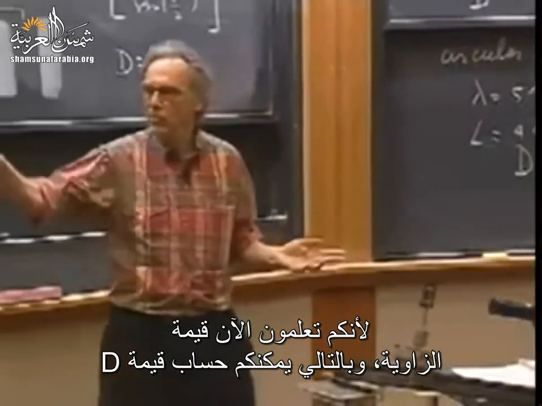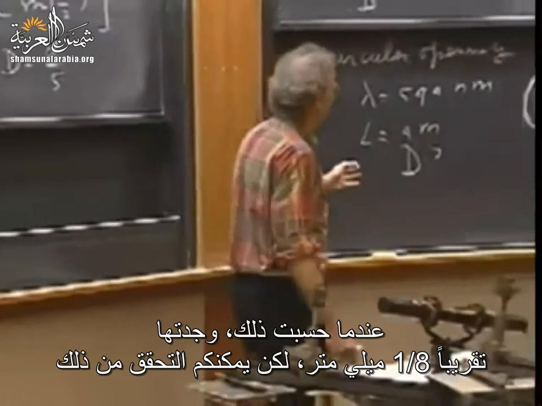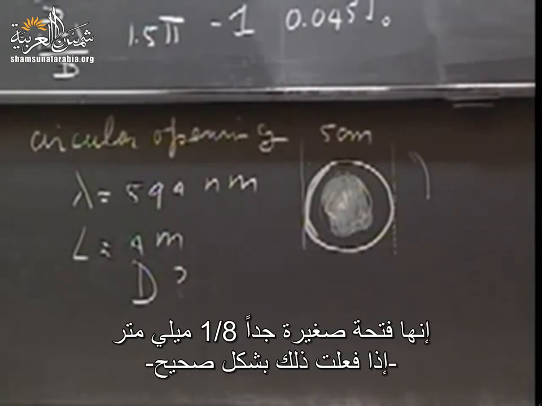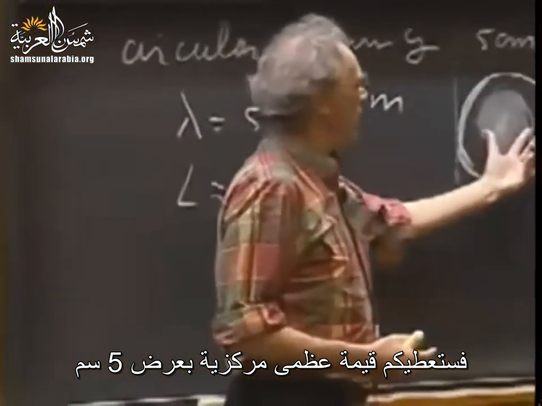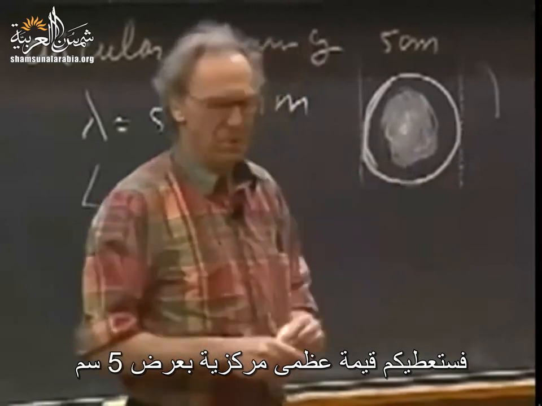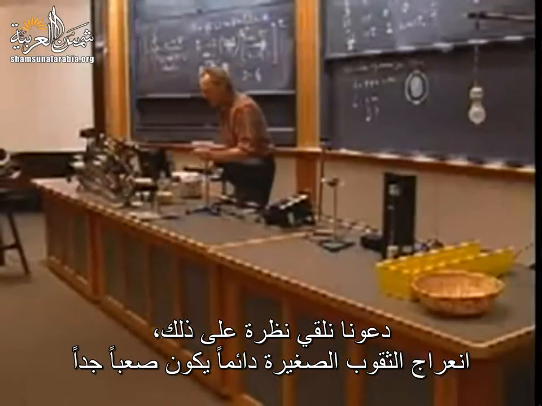Of course, because you know now what the angle is, and so you can calculate what d is. And when I did that, I came up with something like, I think, 1/8 of a millimeter or so, but you can confirm that. So a very small opening of 1/8 of a millimeter, if I did that correctly, would then give you a central maximum which is 5 centimeters wide. So let's take a look at that.